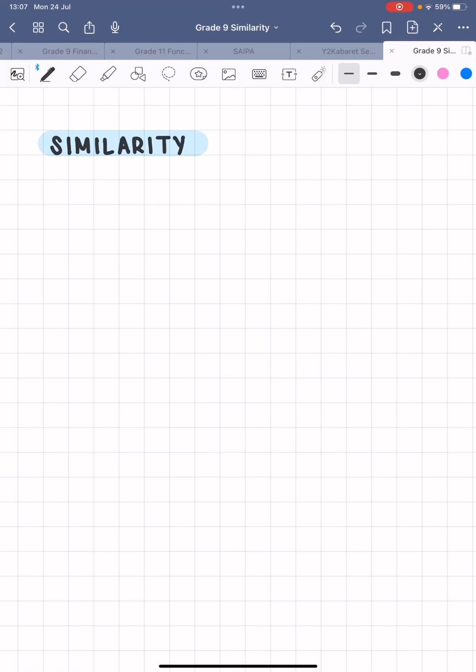So we remember learning about similarity last year. We've done congruency already, right? Do we remember what is happening with congruent triangles? If two triangles are congruent, they are equal, they're identical, right? They are exactly the same. They have the same sides and the same angles.